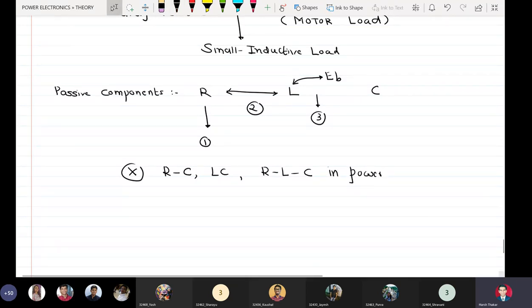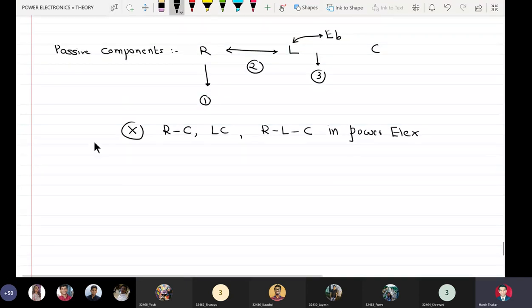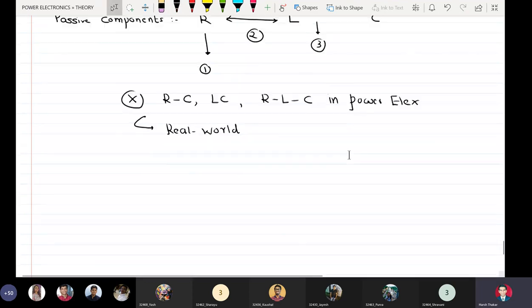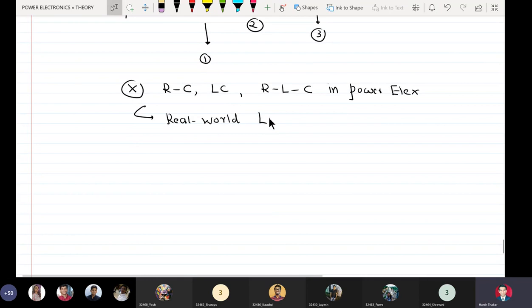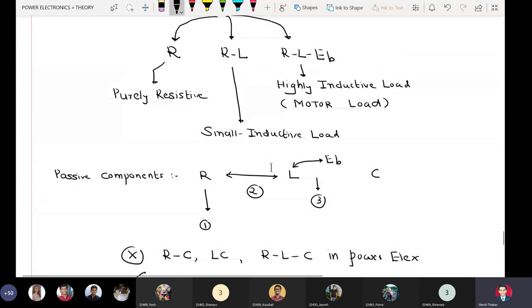Somebody may say, "Sir, why do you say it is not possible? Just take L, connect it in series with C, just take R, connect it with C." No, it's not like that. When I say it is not possible in power electronics, it means real world loads do not exist.